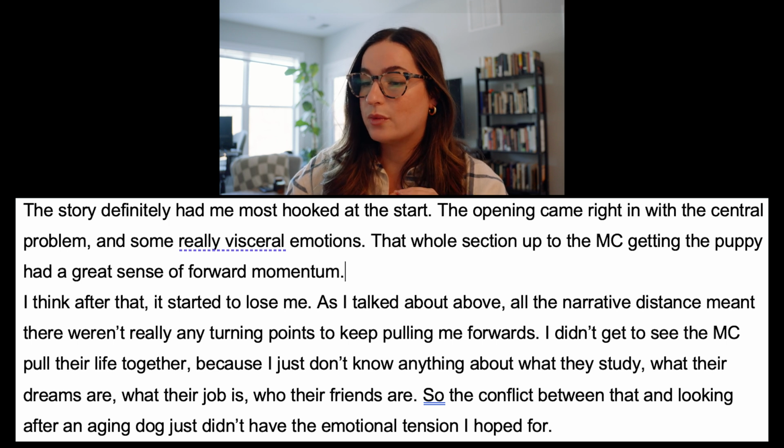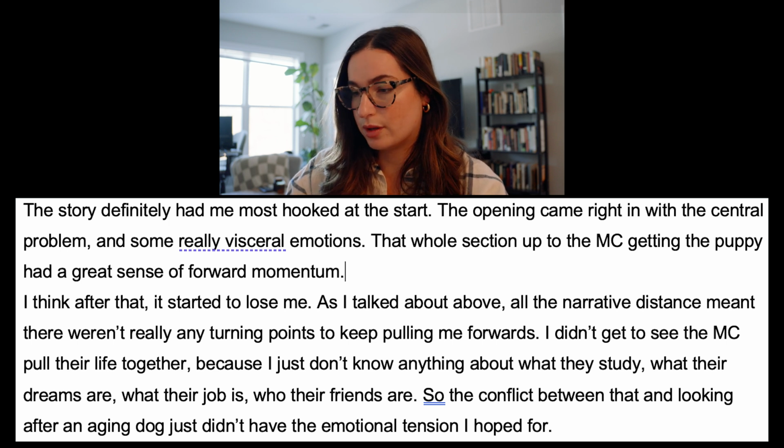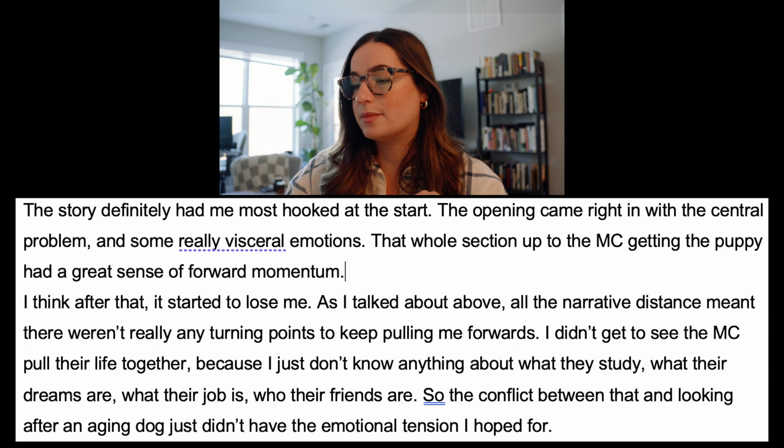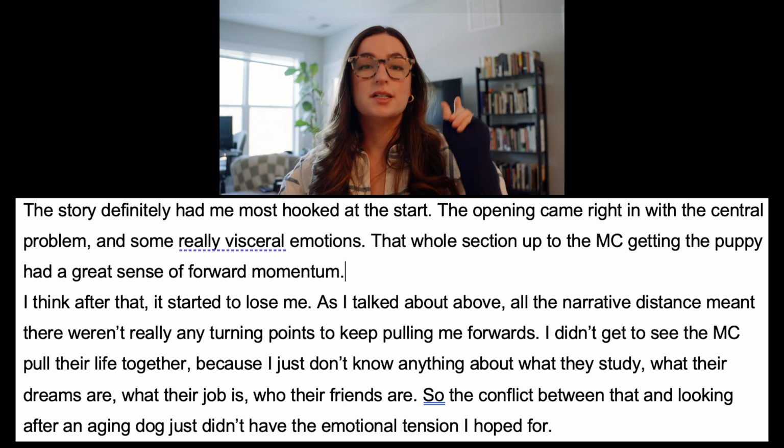Pacing and engagement. The story definitely had me hooked at the start. The opening came right in with the central problem and had some really visceral emotions. That whole section up to the MC getting the puppy had a great sense of forward momentum. I think after that it started to lose me, which also agrees with Kit. I think the middle really winds up suffering because this thing happens and then there's a relief of this thing and then you lose all of this tension actually. And so I need to figure out a way to keep the conflict and keep the tension going even after that little dip in events.